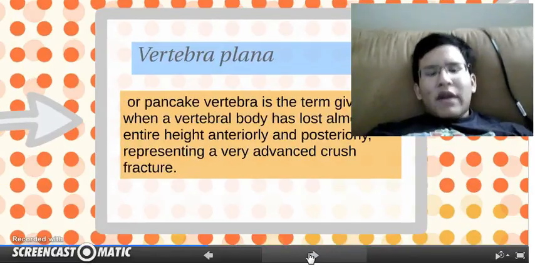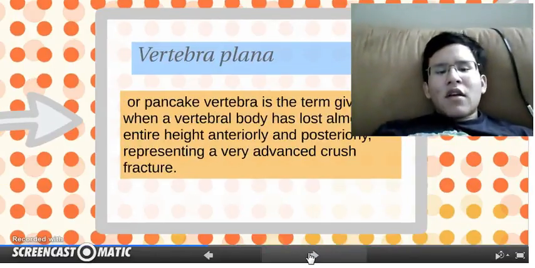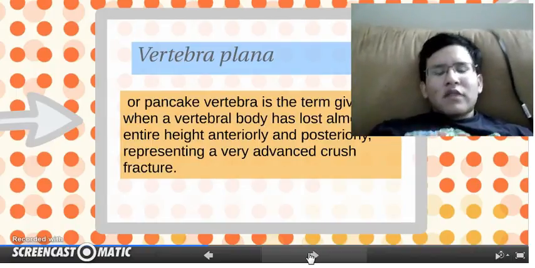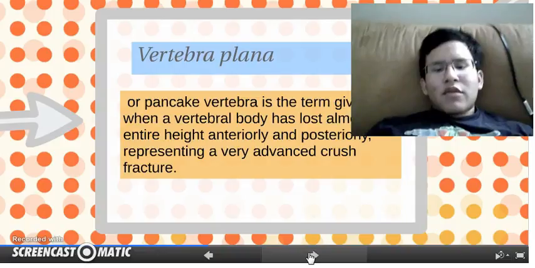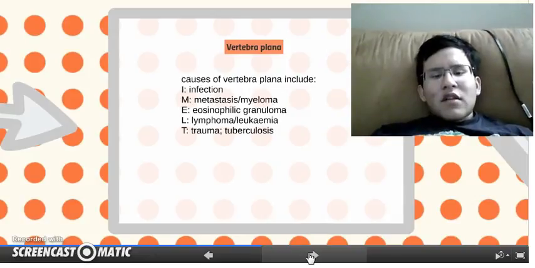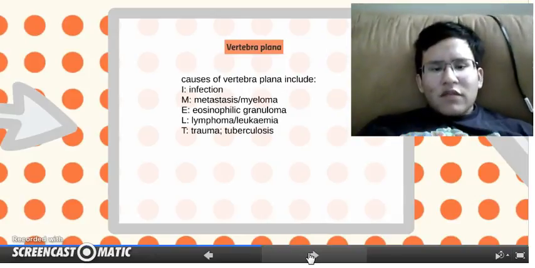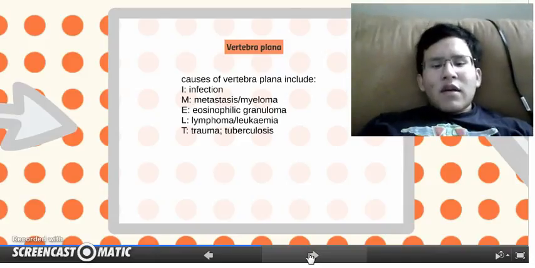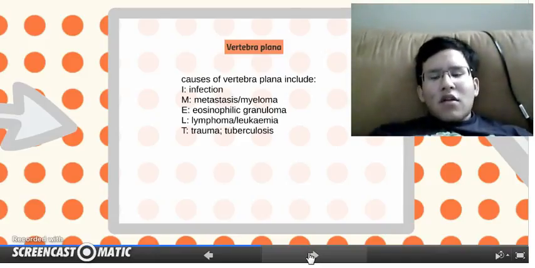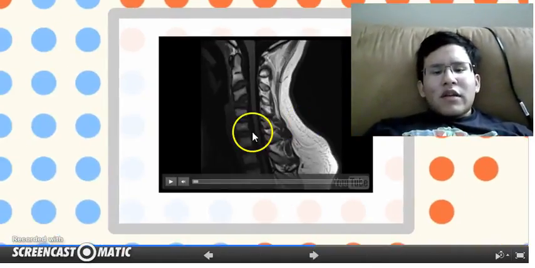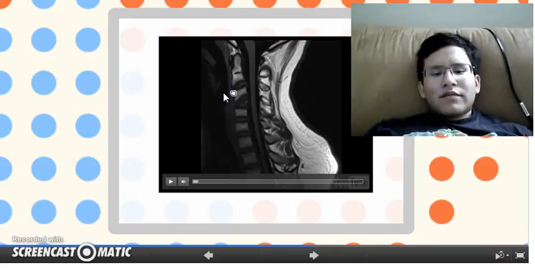Vertebral plana or pancake vertebra is a term given when a vertebral body has almost lost its entire height anteriorly and posteriorly, representing a very advanced crush fracture. Causes of vertebral plana include infection, metastasis, myeloma, eosinophilic granuloma, lymphoma, leukemia, trauma, and tuberculosis. Here's another video about vertebral plana.